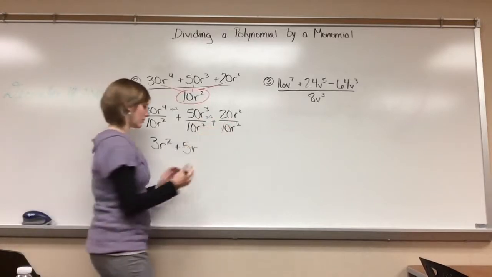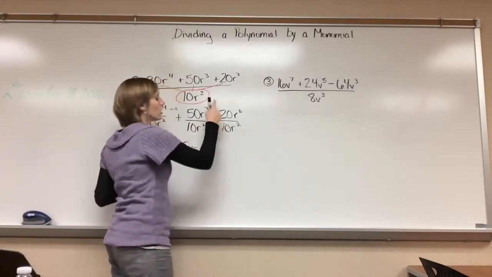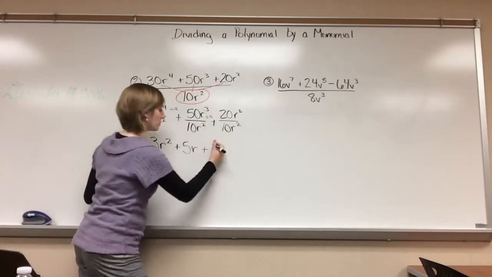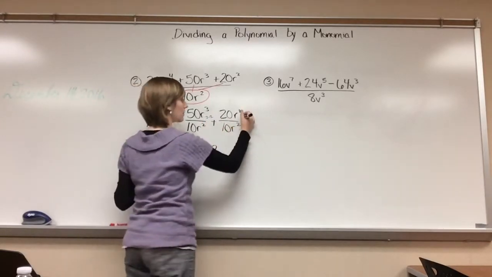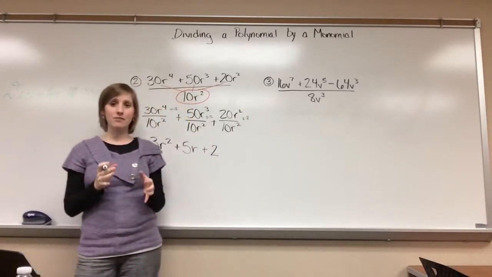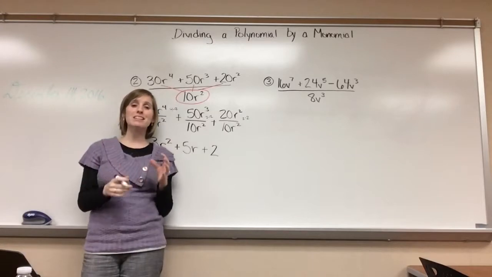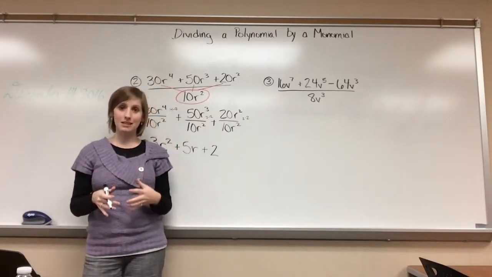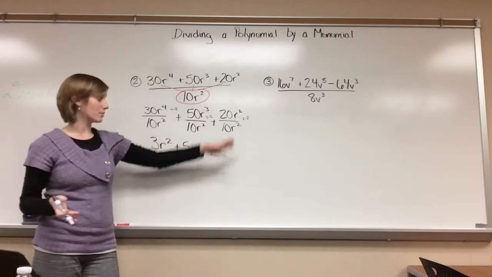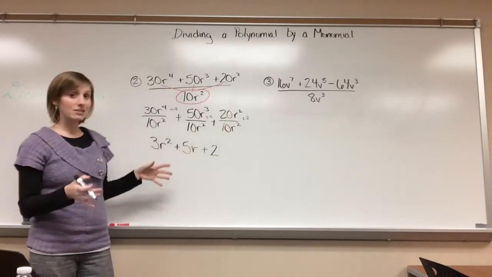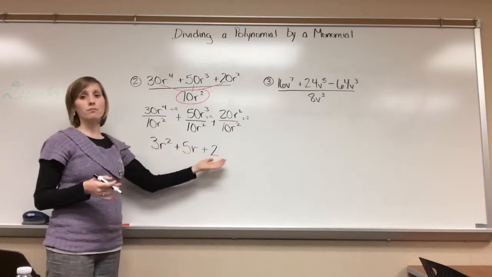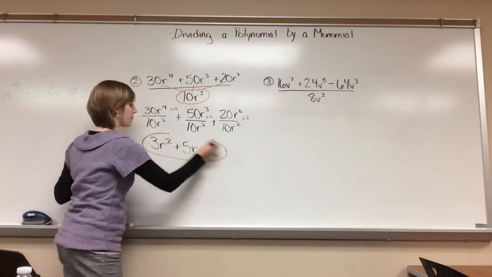And then our last term, we have our addition sign here. Divide the coefficients. 20 divided by 10 is 2. And then subtract the exponents. 2 minus 2 is 0. Now remember, any variable to the 0 power means that variable no longer exists in that part of the problem. So we don't have any r's in the last term. They've canceled out. So our answer for problem number 2 is 3r squared plus 5r plus 2. That's it.